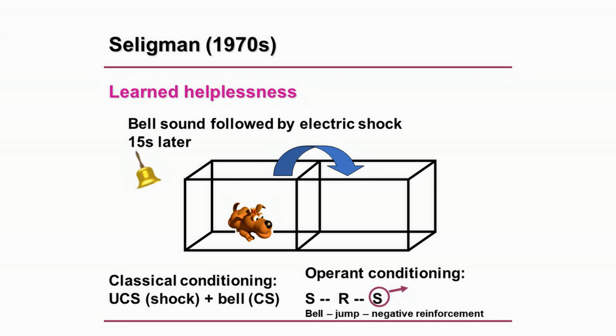The bell sound is the discriminative stimulus in the three-term contingency. The jumping over the barrier is the response, and by jumping over the barrier, shock is removed. And the likelihood of the animal jumping over the barrier in the future is going to increase. So this is reinforcement. So SRS, the three-term contingency: the bell is a discriminative stimulus, the response is jumping, and jumping removes the aversive stimulus. So this is negative reinforcement, and it is operant conditioning.